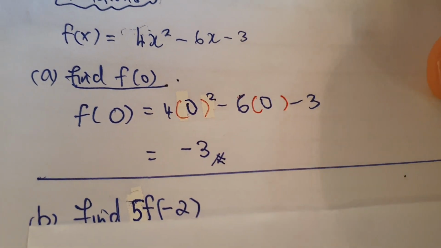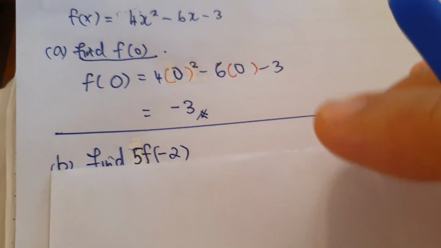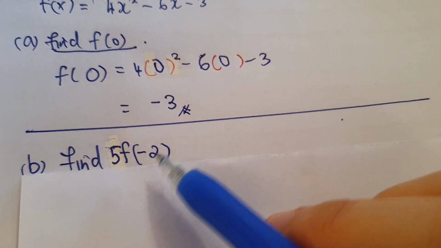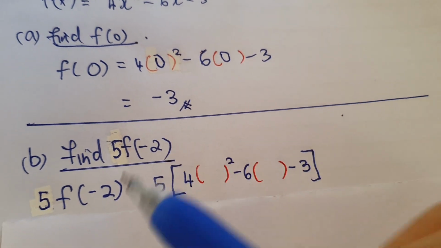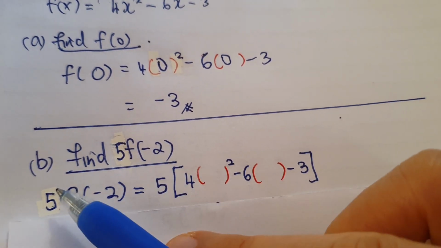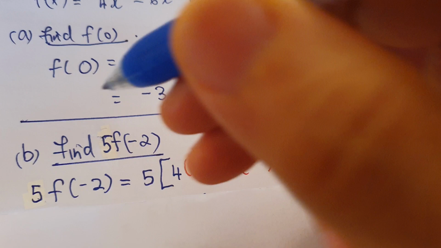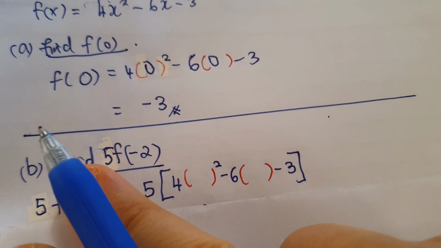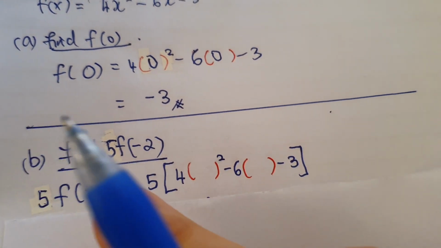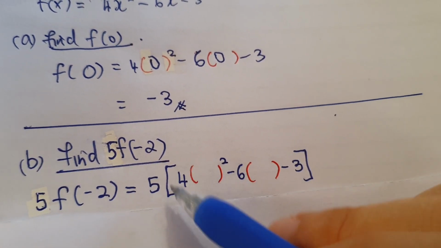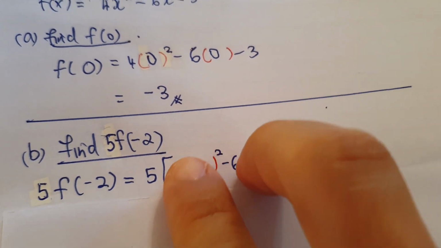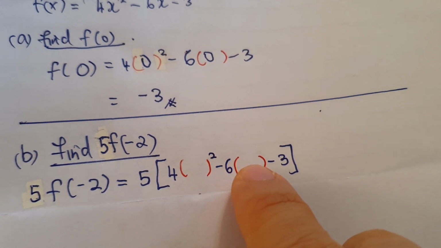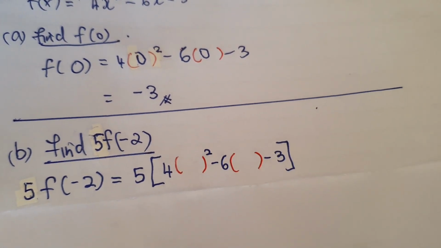answer. Now, what if it's something like this, with a 5 in front of the f? Then there's a −2 here. Same thing, whatever you see here, the 5 is here. Now, what does that mean? It actually means this 5 times this whole thing. So what you need to do is to put a square bracket, and then the inside is like the previous part, 4 bracket squared, −6 bracket.